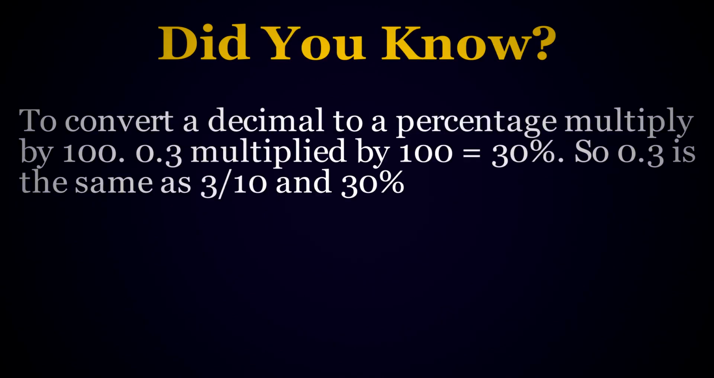Here's a nugget of wisdom: to convert a decimal to a percentage, multiply by 100. 0.3 multiplied by 100 equals 30%. So 0.3 is the same as 3 over 10 and 30%.